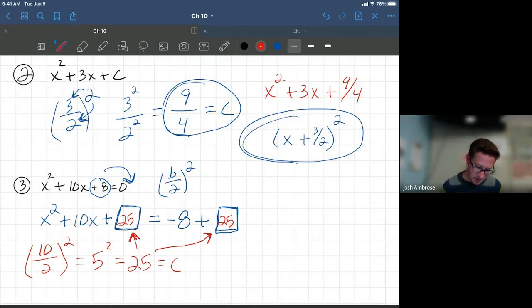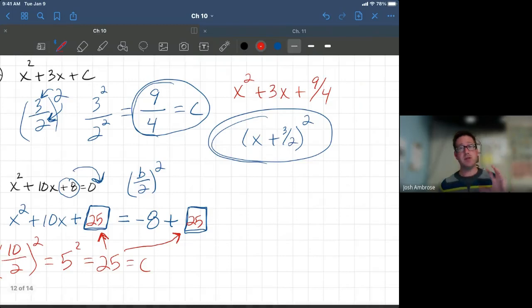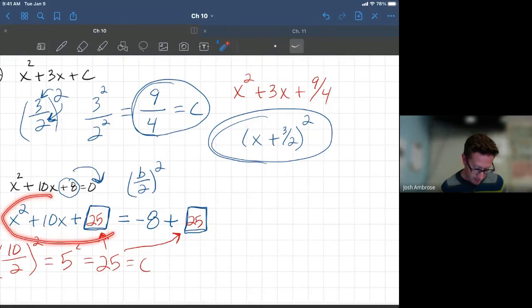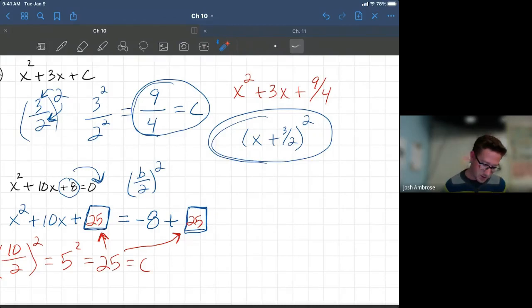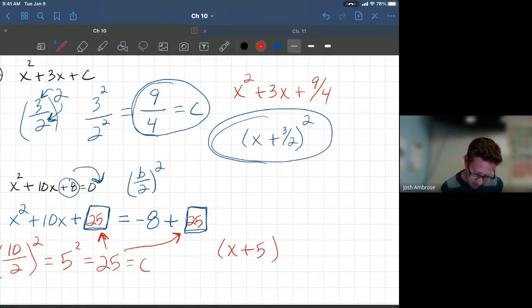Now we need to proceed a little bit further. We do have a perfect square trinomial, right? This is now our perfect square trinomial. We can factor that. So let's go ahead and factor that perfect square trinomial. That will create a binomial x plus 5 quantity squared equals a negative 8 plus 25, which is 17.